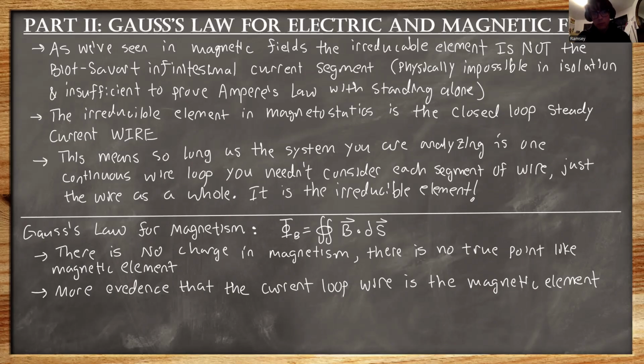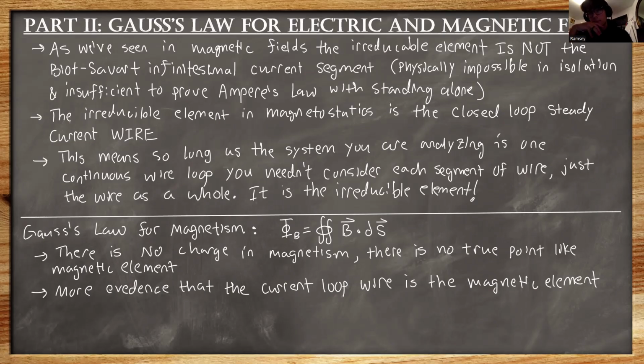And not only is it impossible in isolation, we're unable to prove Ampere's law with the Biot-Savart element alone. We had to integrate all of the little Biot-Savart elements to get a full closed loop wire. And therefore, the irreducible element in magnetostatics is the closed loop steady current wire. And that's where our brains were breaking.